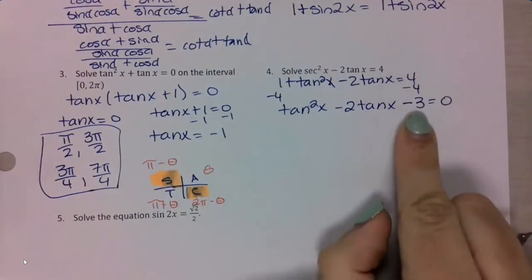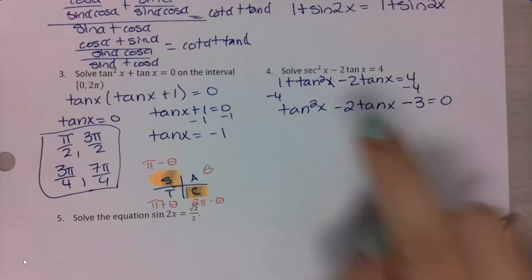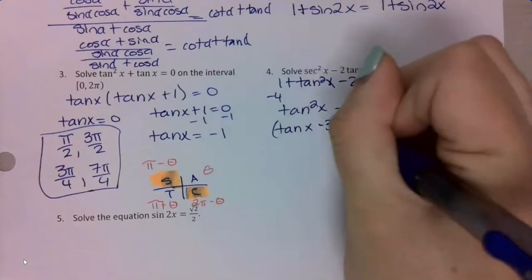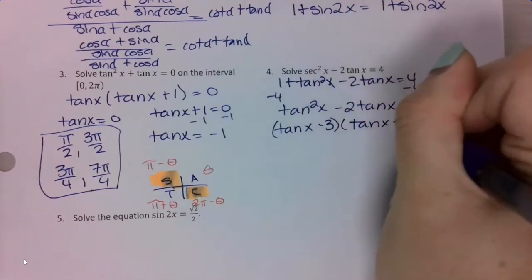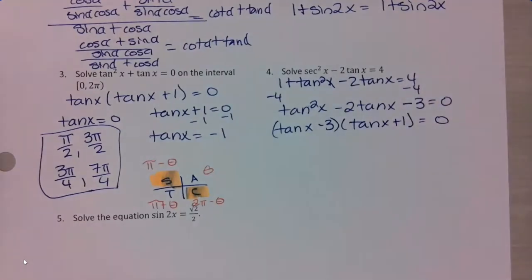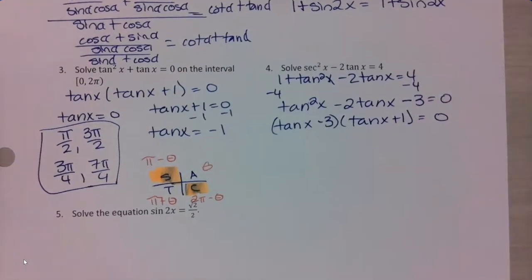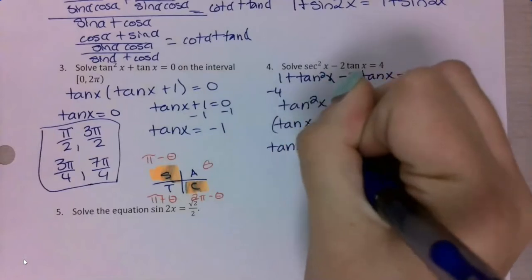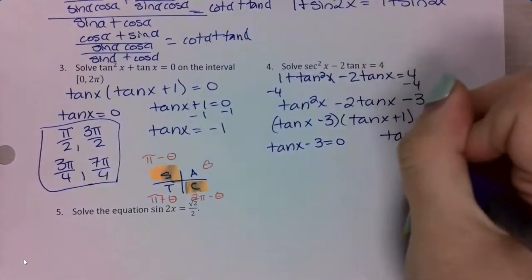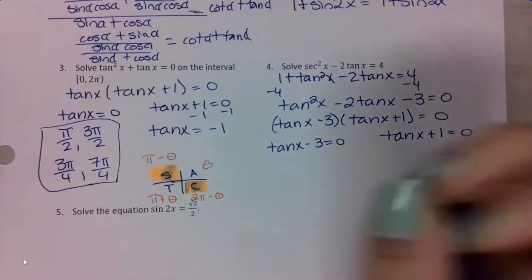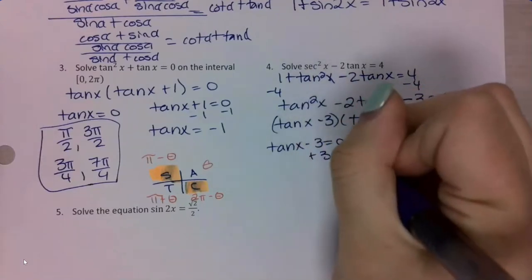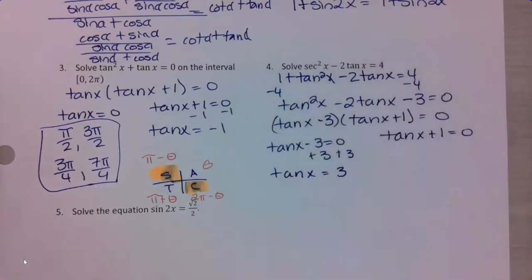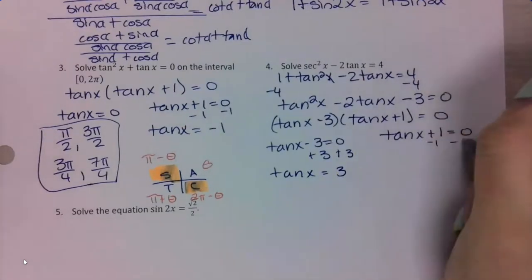So I'm looking for what multiplies to -3 and adds to -2. That is going to be -3, +1. Then I want to solve these and see what I get for my answers. I get tangent x minus 3 equals 0. Tangent x plus 1 equals 0. This one I want to add 3 to both sides. This one I want to subtract 1.